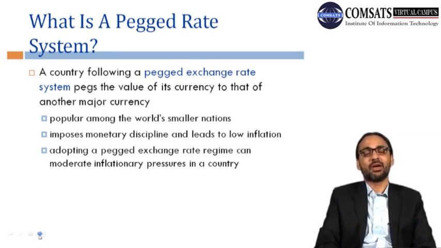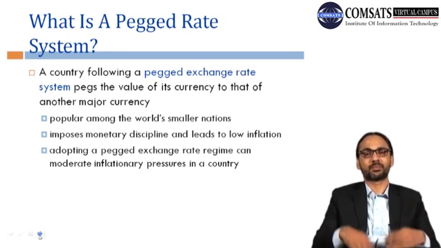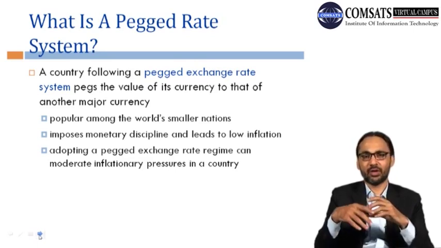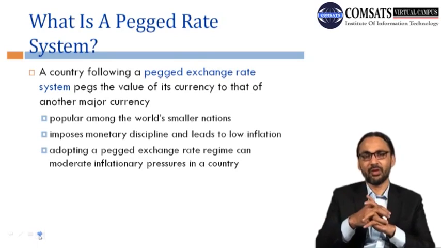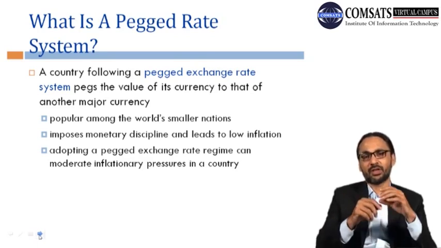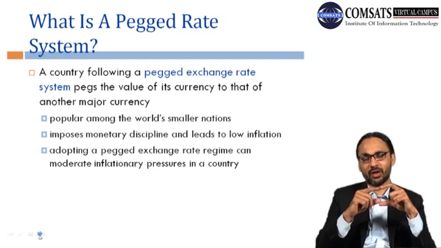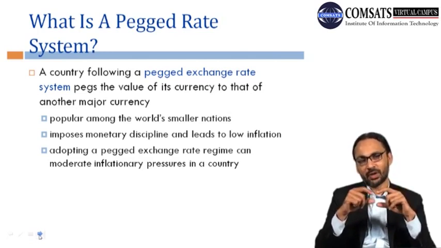How does a peg work? For instance, if we are pegging to the US currency, it goes like this: we fix our exchange rate at $1 equal to 100 rupees, and if the dollar goes down, our currency will go down in a similar ratio, and if the dollar goes up, our currency will go up in a similar ratio. We are pegging, following the same pattern as that currency.